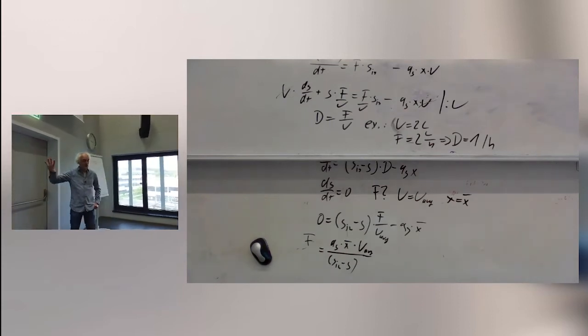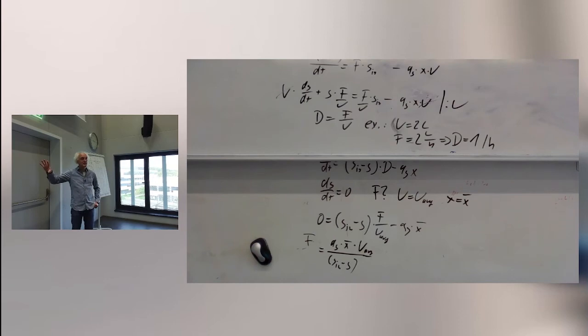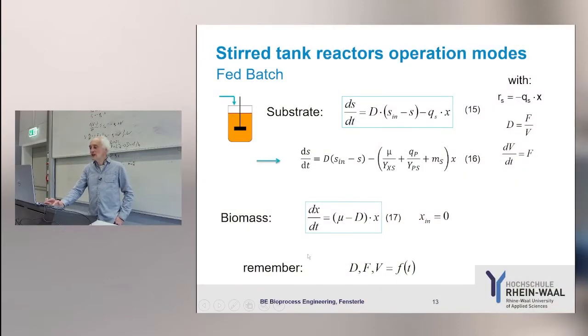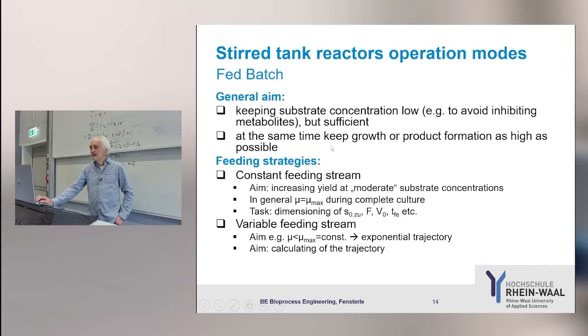So that's what we do here as a calculation. Of course, we can also deduce equations for the biomass and so on. And what I already told you, what could be the aim of such a fed batch process, is keeping substrate concentrations low. Again, we will have a lecture on that where we talk a bit more. We don't repeat all this calculation here, but we will talk a bit more about all that. At the same time, we want to keep growth of product formation as high as constant.